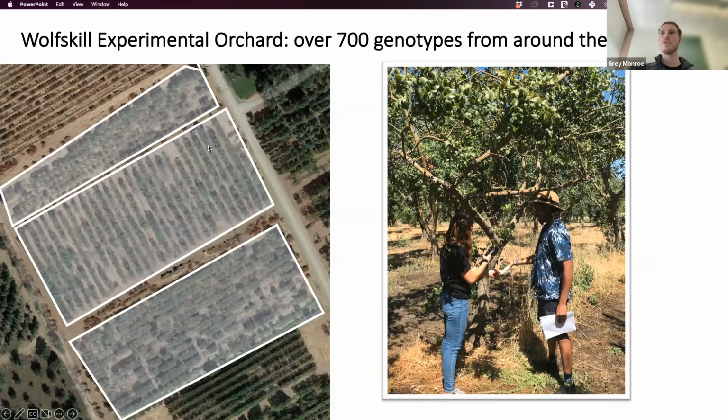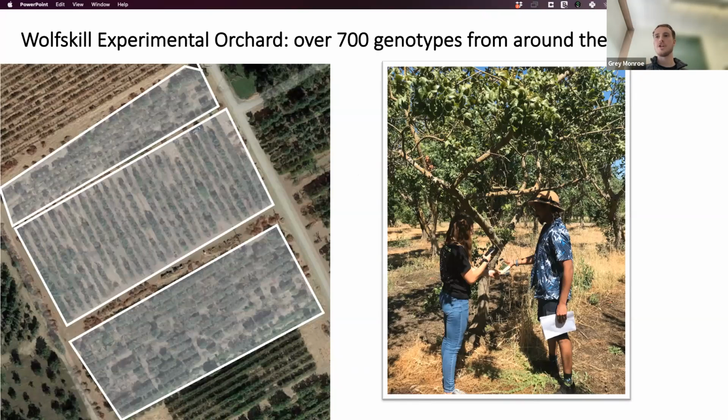These were collected around the world. They were brought back here and then grown in this common garden in this environment in Wolfskill, which is just down the street in Winters. And so we're looking at this variation. We're now in the process of starting to catalog all of the genetic variation in this population and looking at trait variation to help us better understand the genetic basis of things like dormancy requirements even more and contribute to the ongoing breeding efforts to make pistachio more climate resilient.